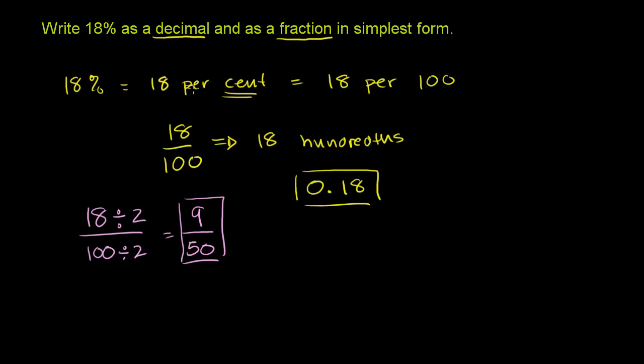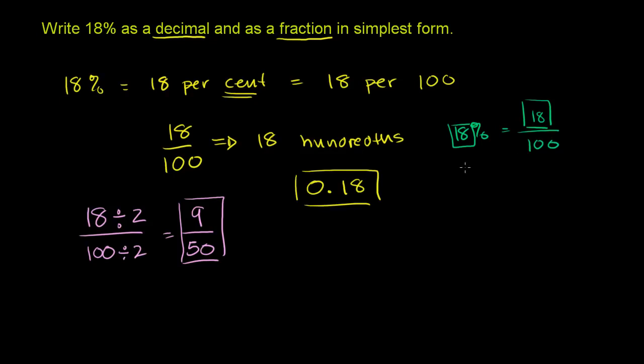Now, I went through a lot of pain here to show you that this really just comes from the word percent, from per 100. But if you ever see this in a problem, the fast way is to immediately say: anything in front of the percent should be equal to that anything over 100. In this case, it's 18 over 100.